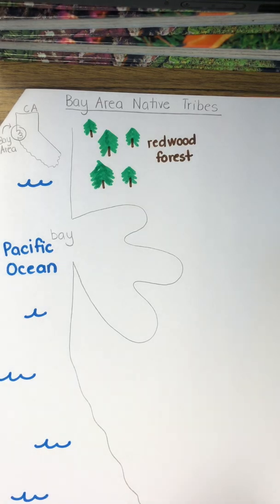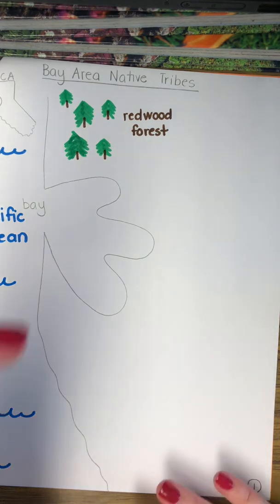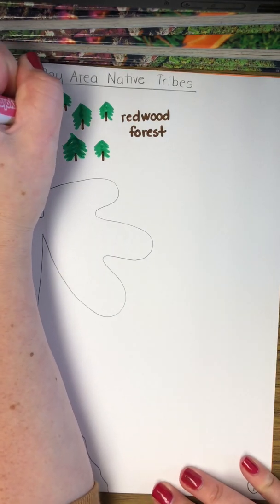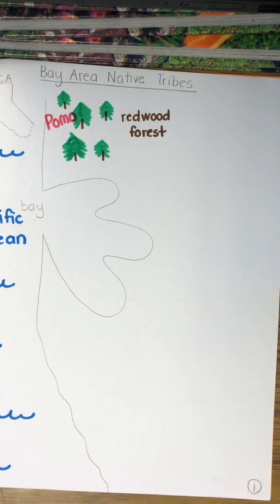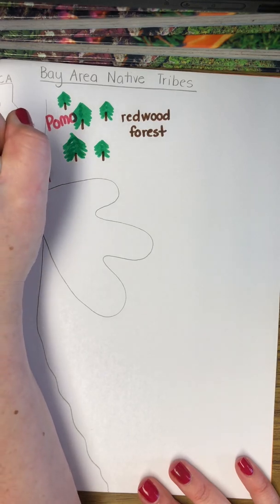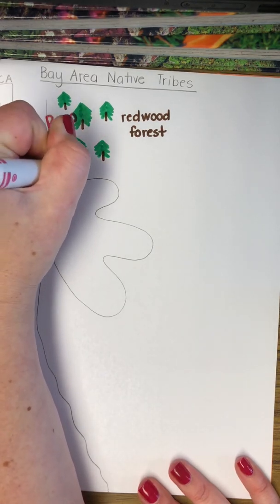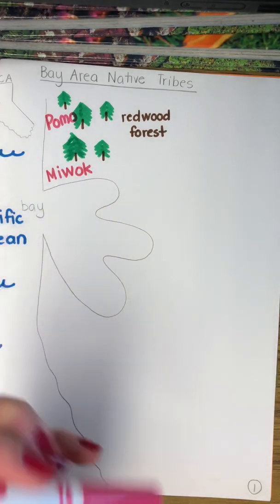All right, and the tribes that live up there in the redwood forest, I'm actually going to use my pink marker because I think it'll really pop. We have the Pomo people, P-O-M-O. They are the ones who had that wonderful folktale about the coyote and the grasshoppers that we read. And down here, a little closer to the part of the bay would be the Miwok tribe. Miwok, M-I-W-O-K.